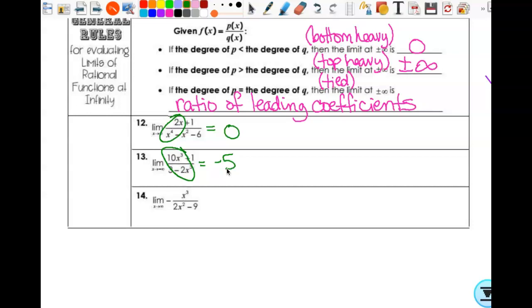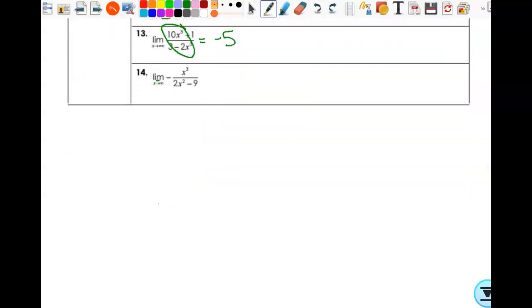And then I want you to change number 14. It says as it approaches infinity, but I want it to be oh my goodness. I want it to be negative infinity. Why does this board hate me? So make it the limit as x approaches negative infinity.